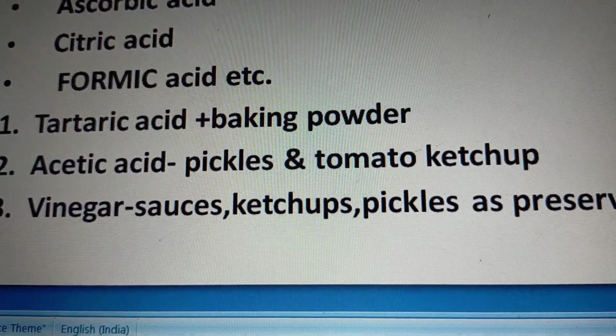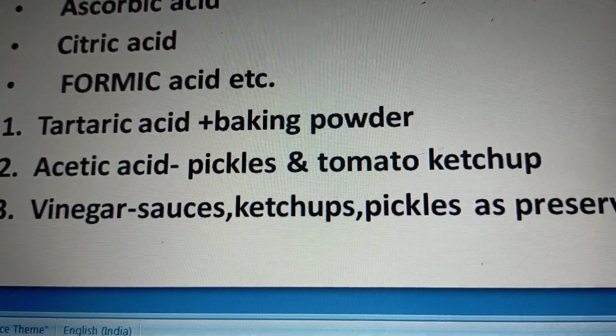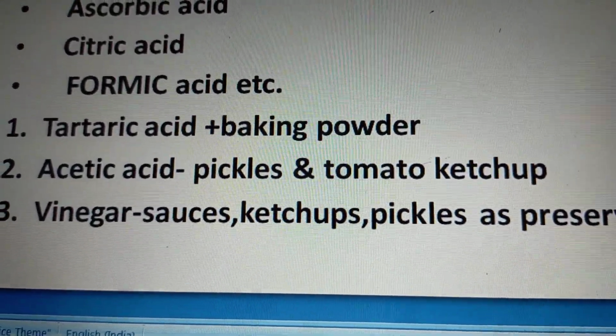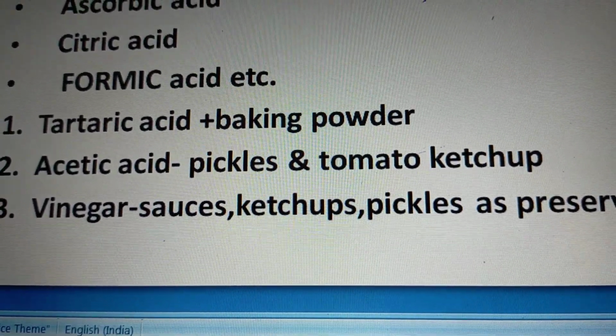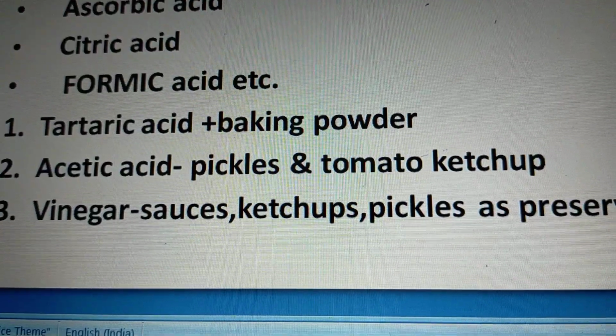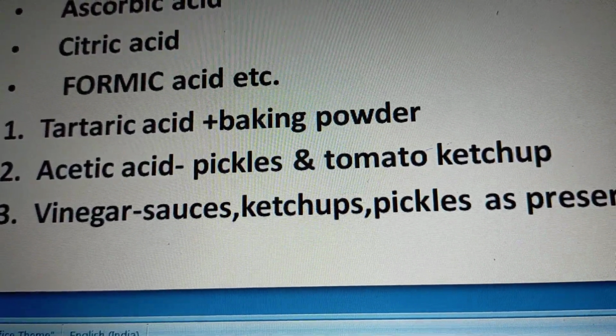Isn't it interesting? Second is acetic acid, which is used in pickles and tomato ketchup. Pickles means achar, right? Where acetic acid is used. And acetic acid is found in vinegar. So your mother is obviously adding vinegar while making pickles and tomato ketchup.